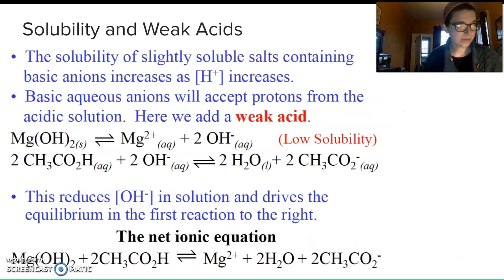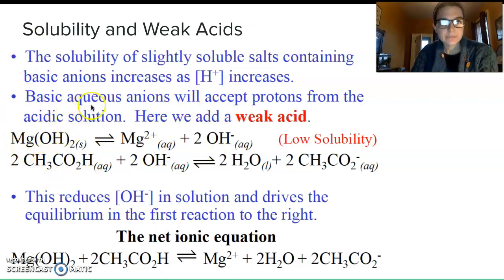Okay, so we can also consider solubility and weak acids. We just considered strong acids. Just like with strong acids, the solubility will increase for the exact same reason. Even the small amount of H+ that goes into the solution will remove some OH-, keep doing that, thus shifting equilibrium to the right, increasing the solubility of this salt.